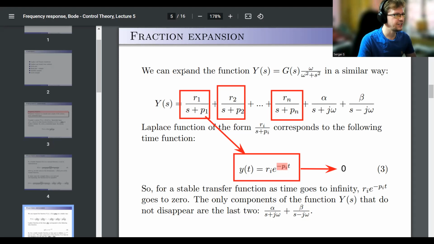And what we are left with is whatever does not go to 0 at infinity, namely those guys. They're not going to 0 at infinity. That is the steady state. They would represent the steady state response of the system given the sinusoidal input.